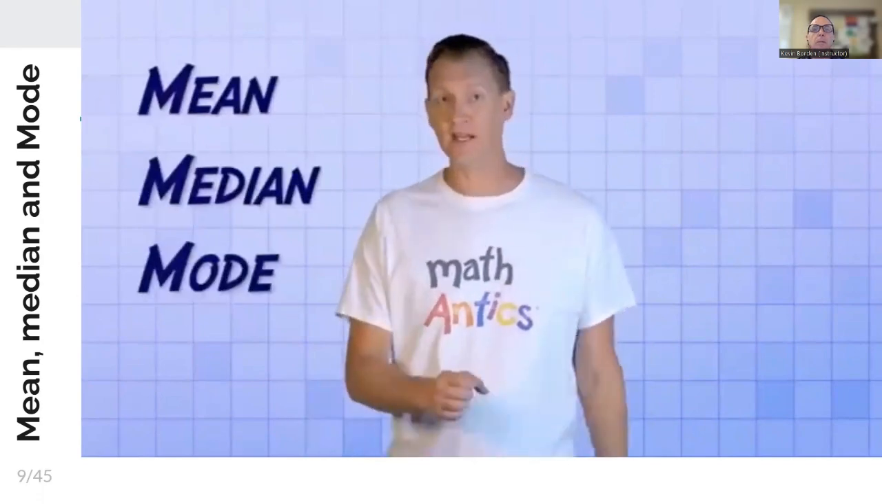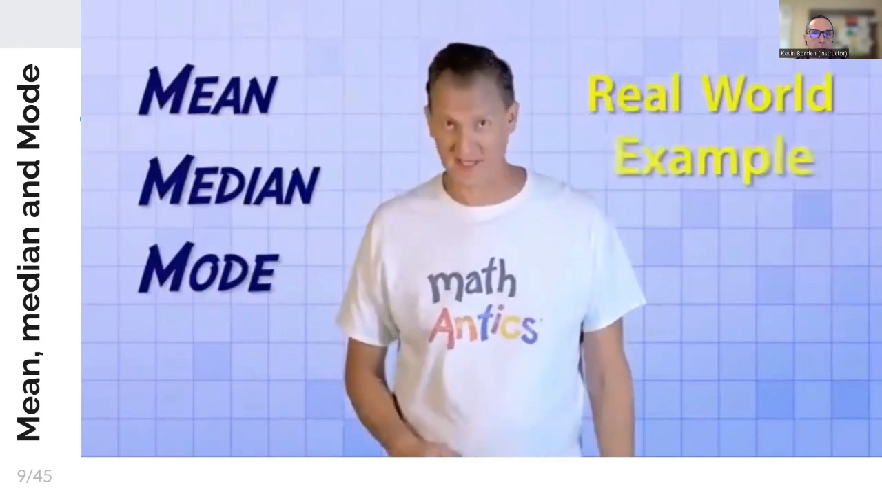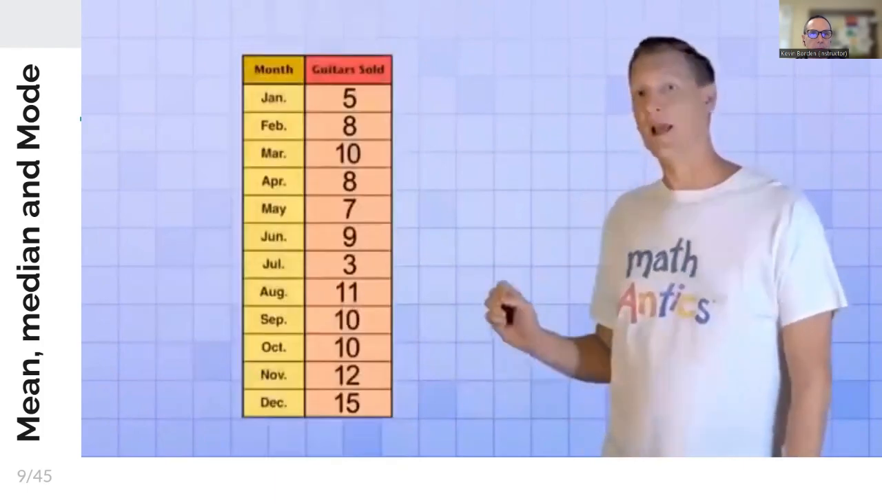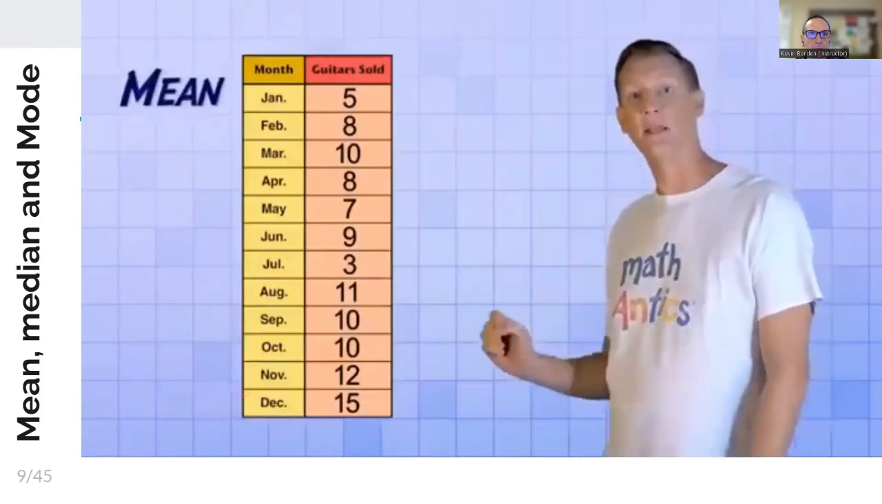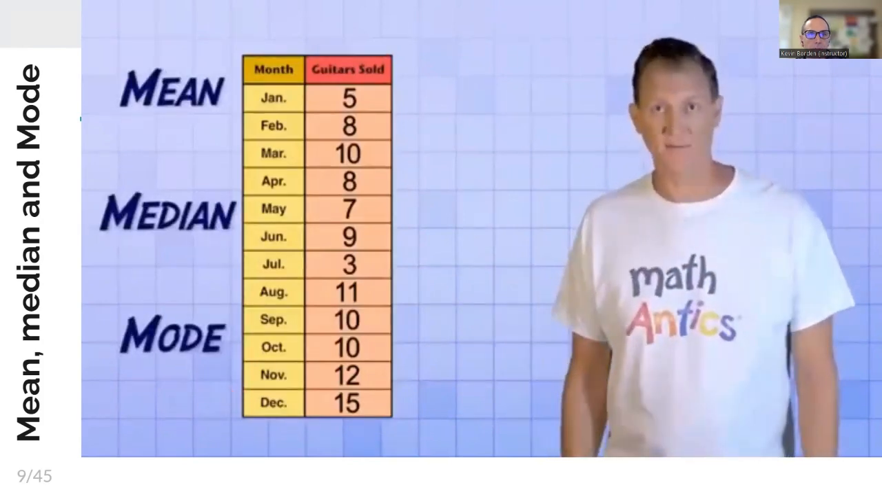Okay, so now that you know what the mean, median, and mode of a dataset are, let's put all that new information to use in one final real-world example. Suppose there's this guy who makes and sells custom electric guitars. Here's a table showing how many guitars he sold during each month of the year. Let's find the mean, median, and mode of this dataset.